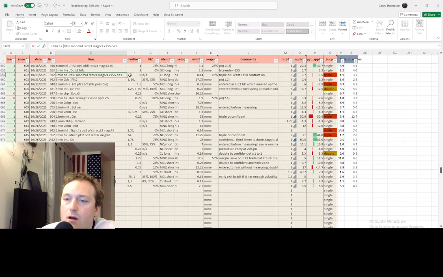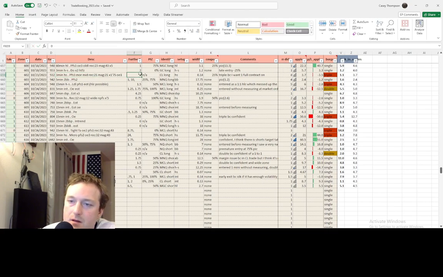Furthest it went, that trade went 0. Oh, pivot in the zone is a big one too. Pivot in the zone is just pivot in the zone. It's called PIZ. That's what I call it. It just means quite literally pivot in the zone.